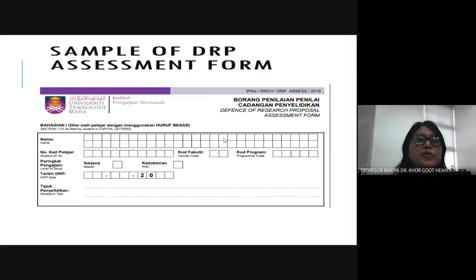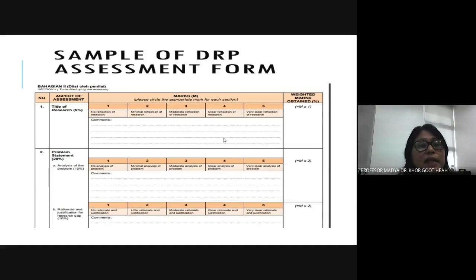Here, I want to show you a sample of the DRP assessment form. I think most of you may have seen this form if you have been appointed as an assessor before, or some of you may be new to this kind of form. The first part is filled up by the students, who fill in their particulars. The second part is filled up by the assessor.